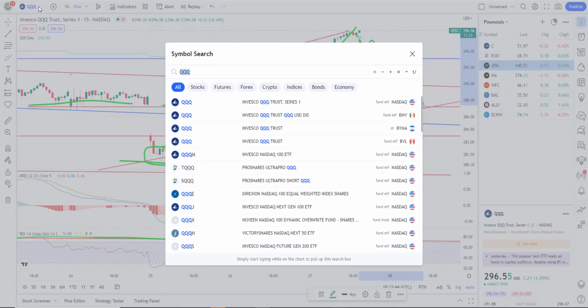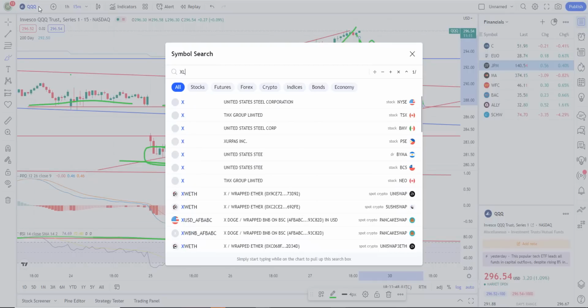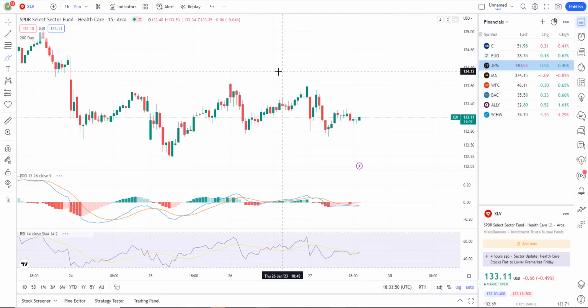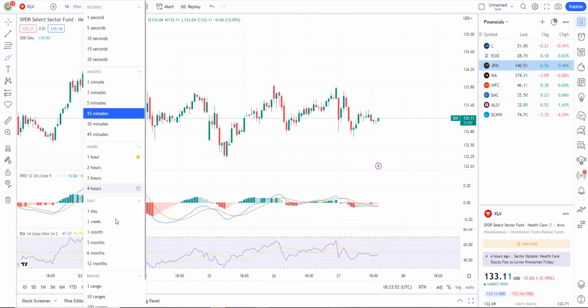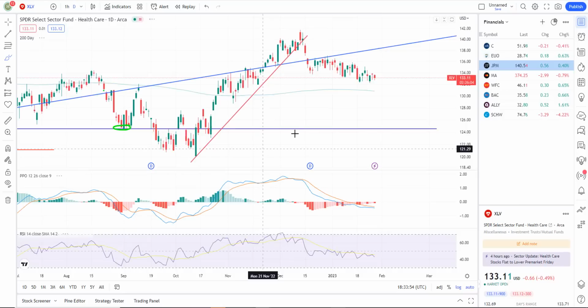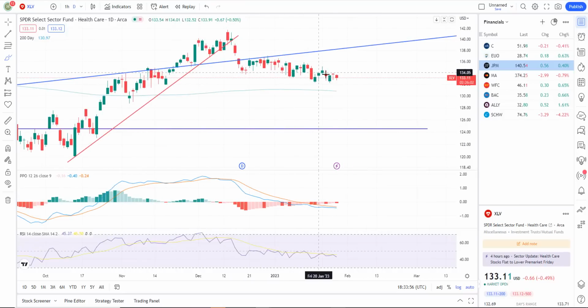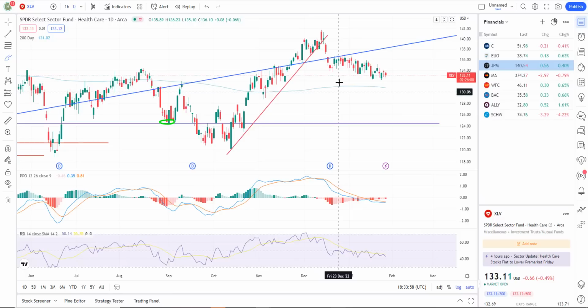Let's look at what is working. So healthcare. I've noticed that healthcare, XLV, continues to drift lower, basically selling off. Look at the daily here. You can see we're just drifting lower. Not a huge drawdown, but definitely moving down.